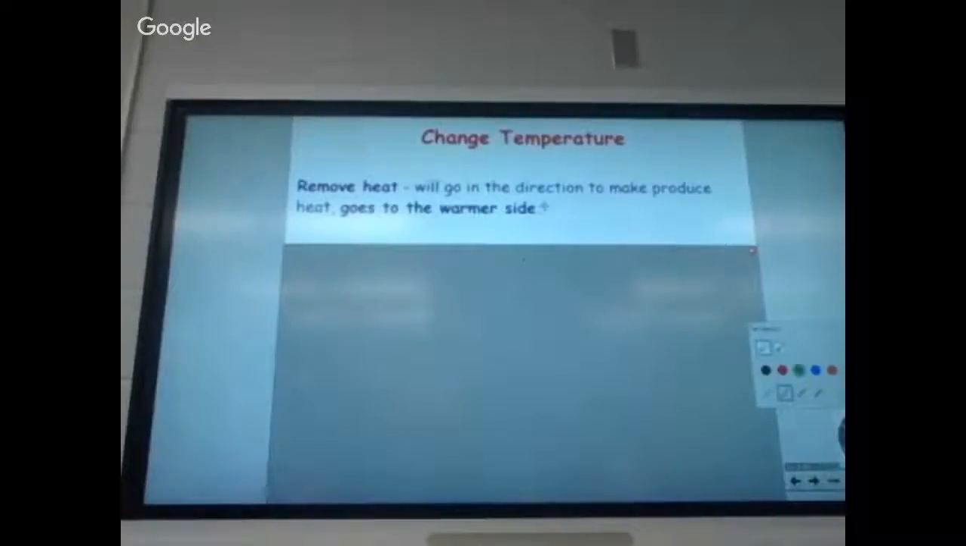Told you I was doing concentration last. From my previous semesters, people keep telling me that one's harder, and I don't understand why. I think it's the easy one. All right, so if we remove heat, it will go in the direction to make or produce heat. So it goes to the warmer side.